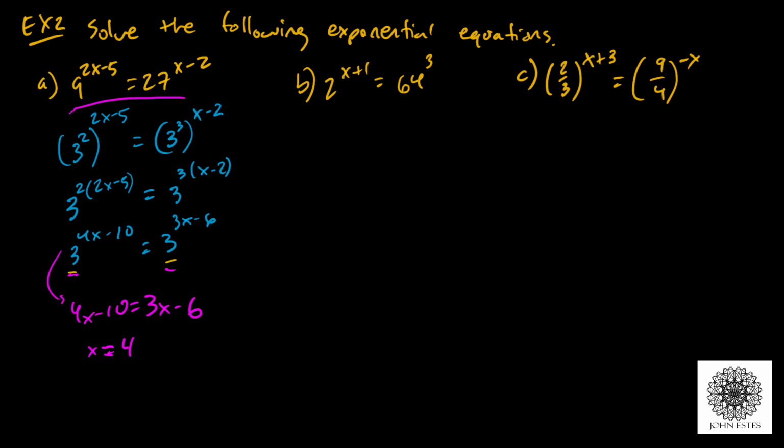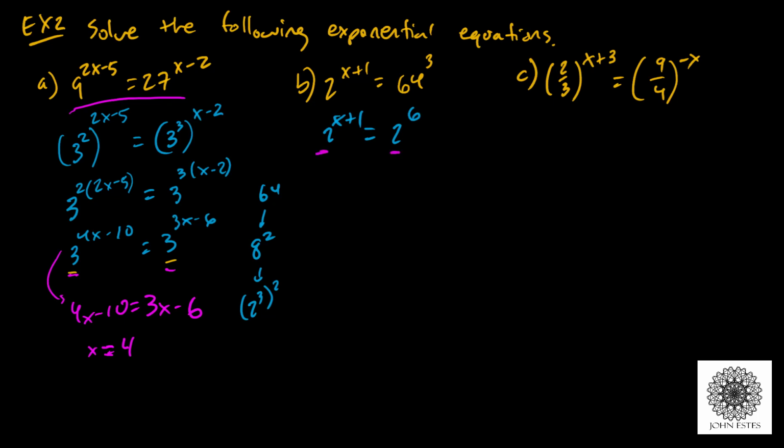Alright, now for part B, we'll do a similar thing. I have 2 to the x plus 1 equals 64 cubed. Now 2 is prime, so that allows me to know that 2 is my common base. However, now I gotta think, is 64 2 to some power? Alright, so what I know is 64 is 8 squared, and 8 squared is 2 cubed squared. So that means that 64 is 2 to the 3 times 2 power, which is 6 power.